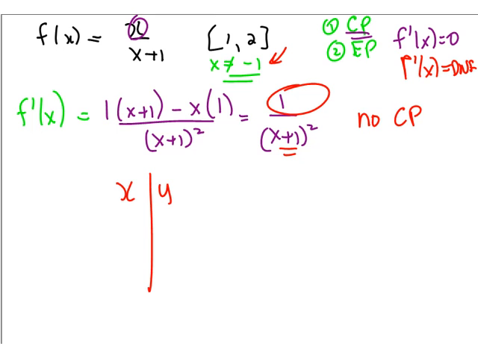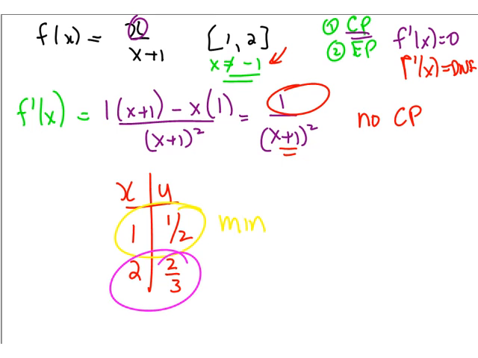That means I am left with checking out the endpoints. So I'm going to check out 1 and 2. When x equals 1, I get 1/2, and when x equals 2, I get 2/3. So this is my absolute min, because it's the lowest y value, and this is my absolute max, because it's my highest y value. And I'm not putting these on there because they don't exist.